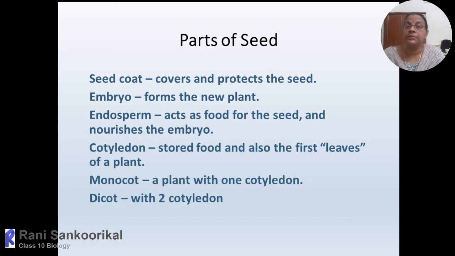In some seeds, the nutrients are stored in a nutritive tissue called the endosperm. There the food is reserved in the initial stages. In both dicot and monocot, later it forms the cotyledon. So in a dicot, two cotyledons will be there, which will store the food and also form the first leaves of the plant. The plant with only one cotyledon is called a monocot, and the plant with two cotyledons is called a dicot. With this, we have concluded our topic.